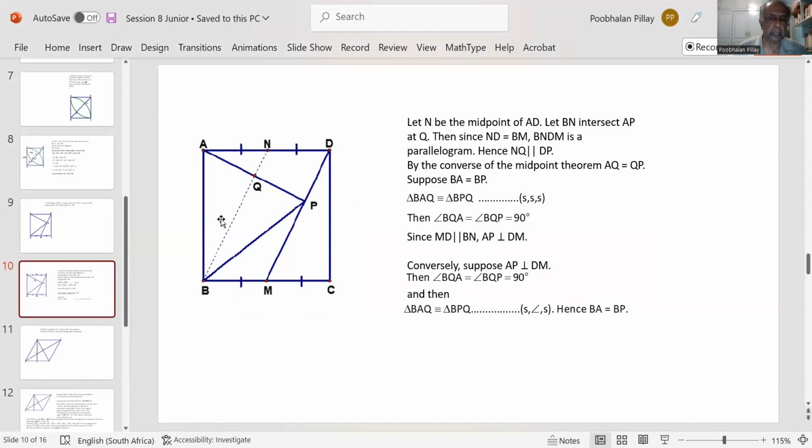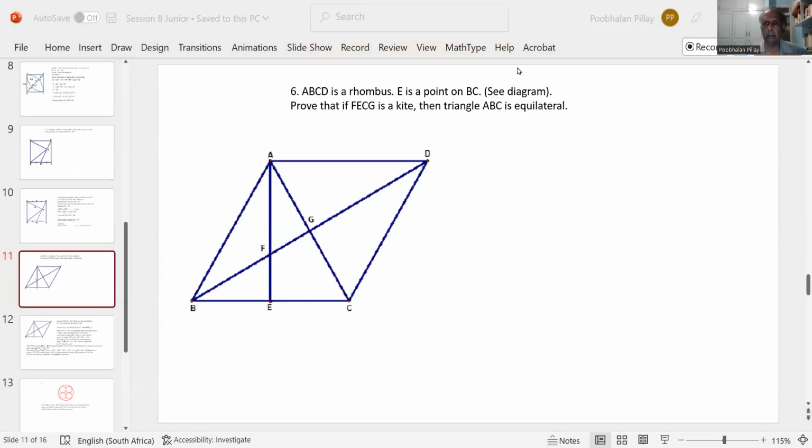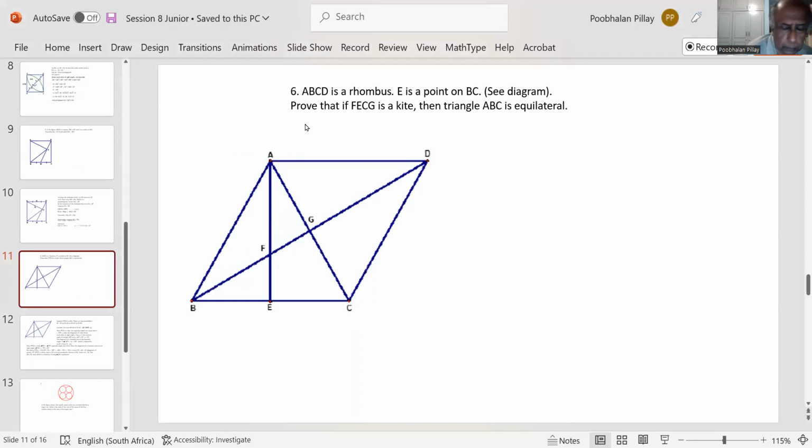Now let me get on to the next problem. Okay, the next problem, you are given that ABCD is a rhombus. So remember, this entire picture is a rhombus. That means that all the sides are equal. And remember what we told you earlier on, that the diagonals are perpendicular to each other, right? Perpendicular, and they bisect each other. So these are a lot of properties of a rhombus that we should know.